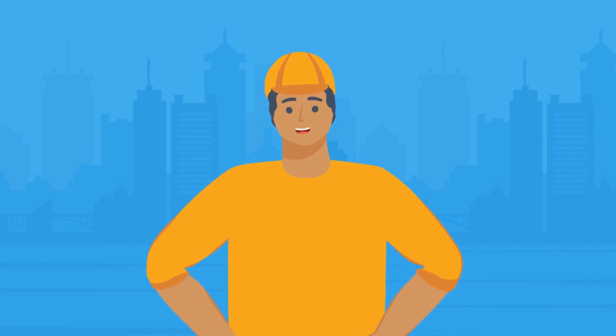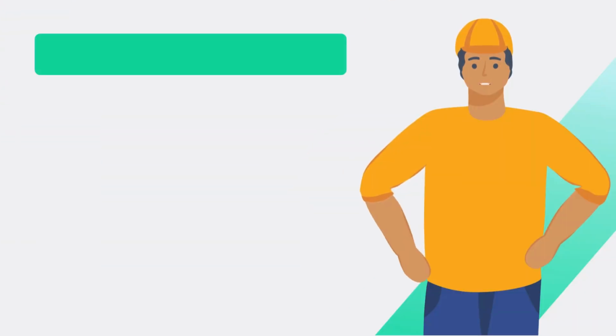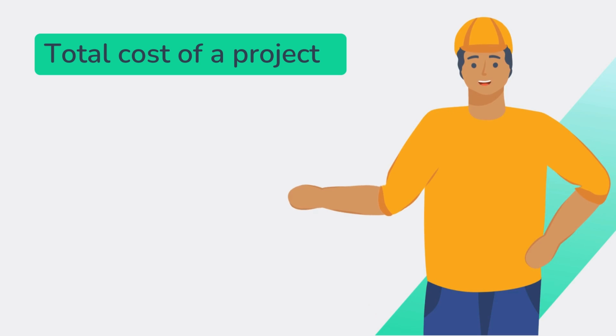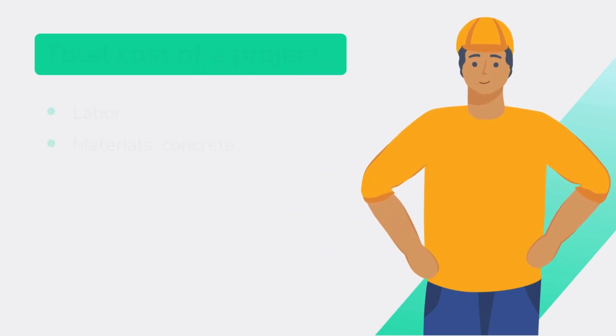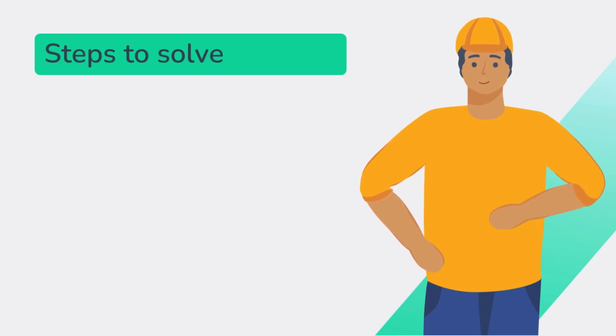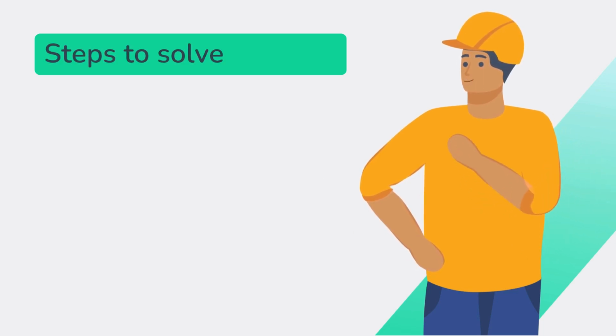Today, we are going to solve a sample problem, typical of what you might encounter on the civil engineering PE exam. We will be focusing on calculating the total cost of a project, considering labor and materials, particularly concrete. To recap, these are the steps we are going to follow to calculate the cost of a project.